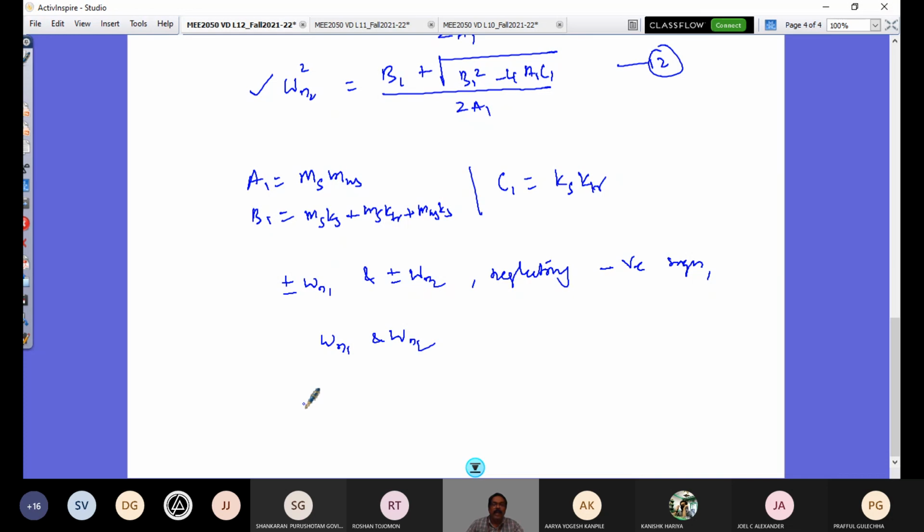So now I will get in hertz fn1, that is going to be omega n1 by 2 pi, that's equation number 13, and fn2, that's going to be omega n2 by 2 pi, that's equation number 14. So this is how I can get the natural frequencies of this vehicle model. So I'll stop at this point and then we will continue from this quarter car model.